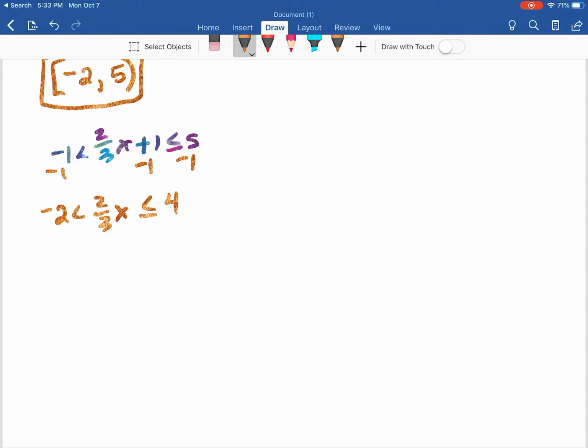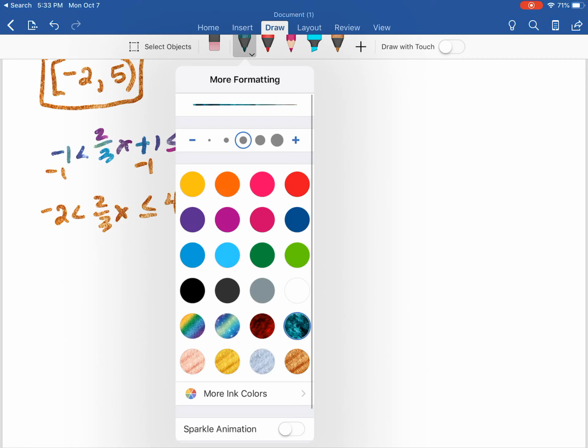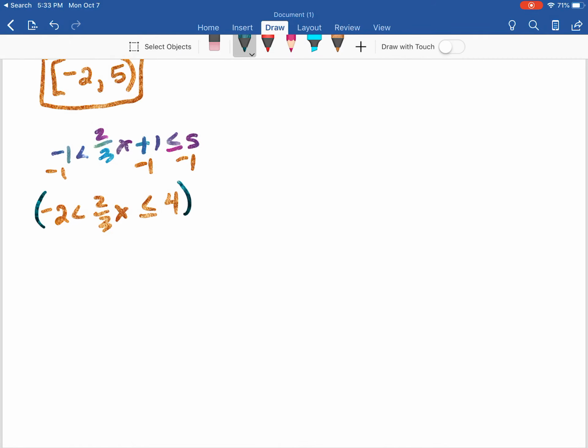Now, I have the dreaded fraction. We should know by now what we do with the dreaded fraction. We're going to multiply by our denominator. Our denominator is 3, so I'm going to multiply everything by 3. So 3 times 4 becomes 12. And then 3 times 2/3 x becomes 2x. Then that's less than, and 3 times -2 becomes -6.